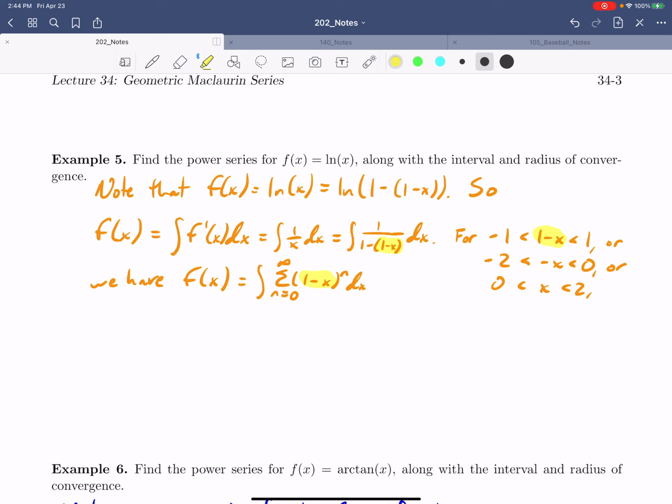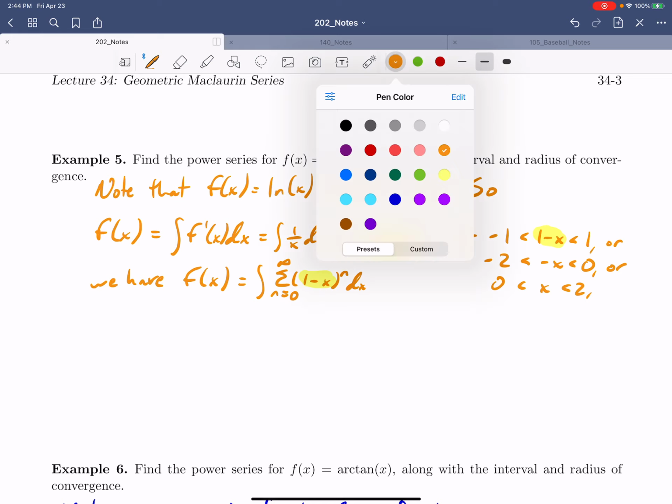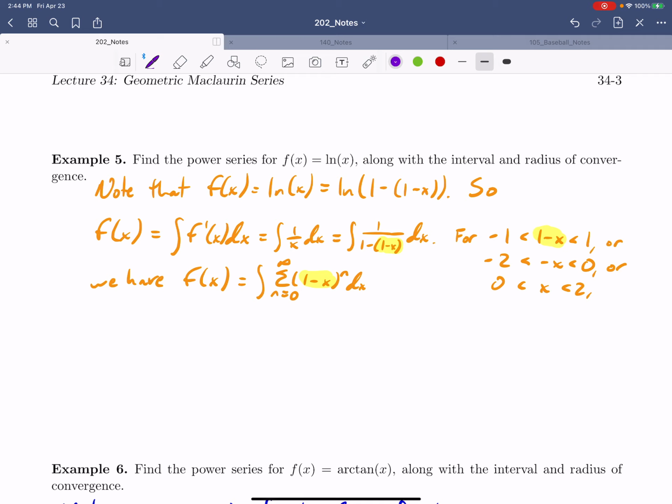Okay. Now, I guess the tricky part here is that it's not the nicest thing in the world to integrate this. But if we're a bit clever about it, then we could do a u substitution, couldn't we? Put this in parentheses. Let u equal 1 minus x. And I guess that means that du is going to equal negative dx. Okay?